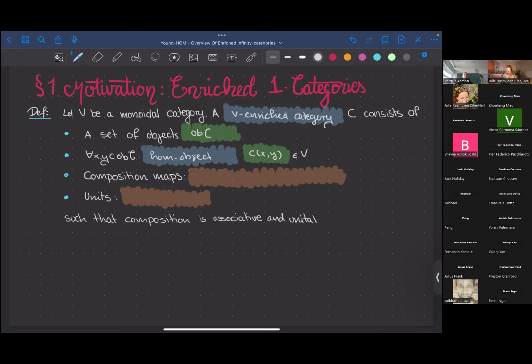Furthermore, we need some composition maps between these hom objects, from C(X,Y) tensor C(Y,Z) into C(X,Z). And we need unit maps. So for each object X, we need a map from the unit to C(X,X). And we need this composition to be associative and unital.